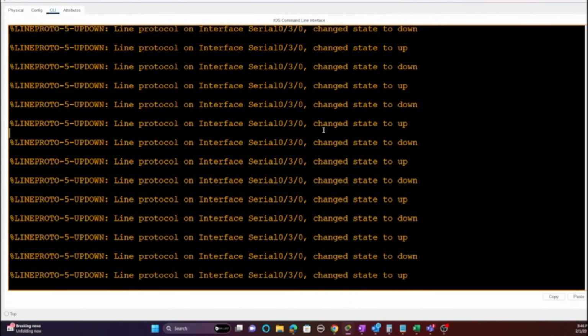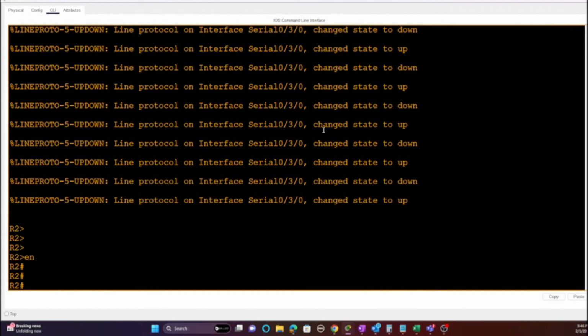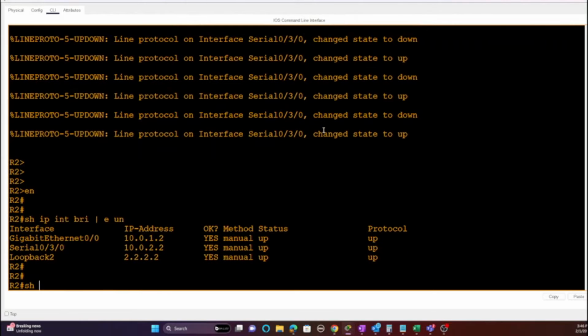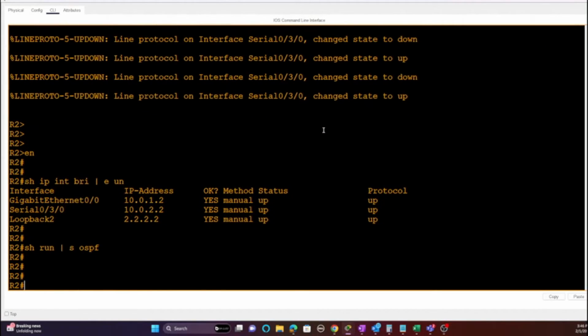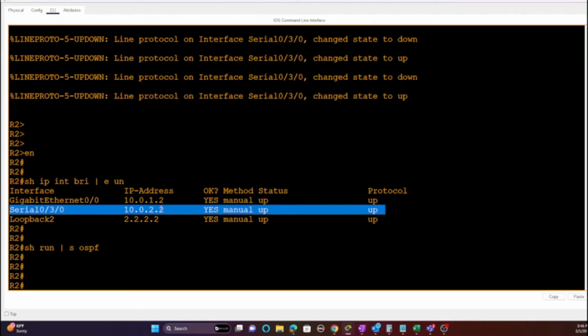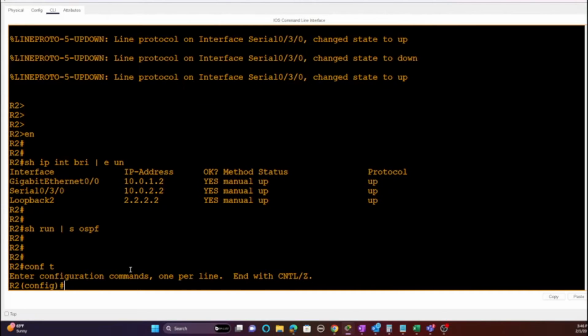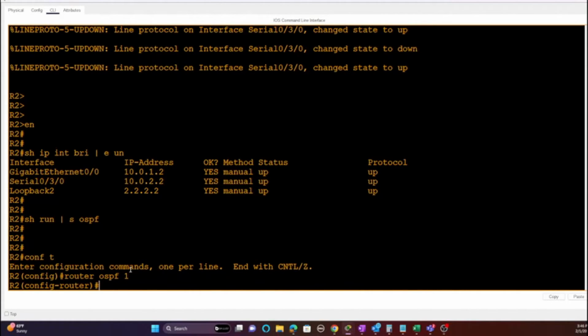Again, we're going to pull this guy up, get in privilege mode, and then let's look at what he's got. We want to do a show run, make sure I don't have any OSPF configured. So no OSPF configured, but look here, gig 0/0 has a network, and serial 0/3/0 also has a network. So for that, I'm going to go into config mode, then do router OSPF, that same process, which doesn't matter. I could have made it a different process. We're just doing that for the lab.